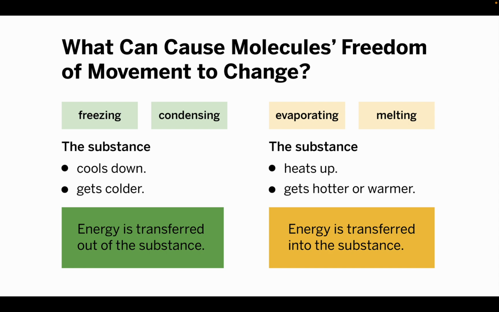And then over on the other side, we've got evaporating and melting. And what happens is the substance is going to heat up, and it gets hotter or warmer, and energy is transferred into the substance. Now, the temperature doesn't change until the kinetic energy increases or decreases. We really made that clear yesterday. And if you're having a hard time remembering that or understanding that, please talk to me, because that's a very, very important concept that you understand. Energy has to be transferred into the substance first, and then it heats up. It gets hotter or warmer, or colder if the energy is transferred out.